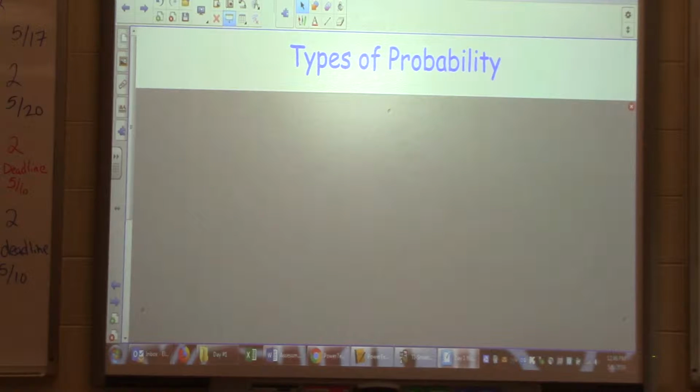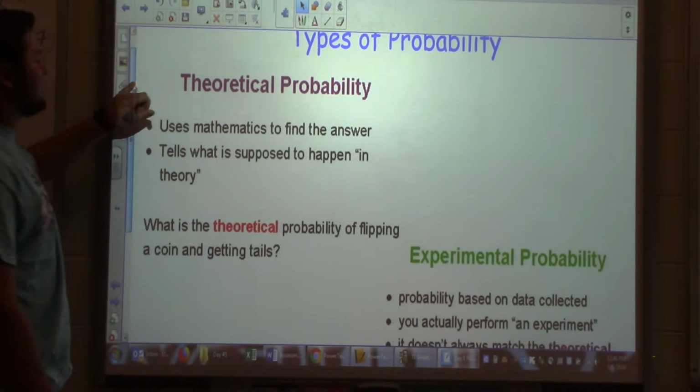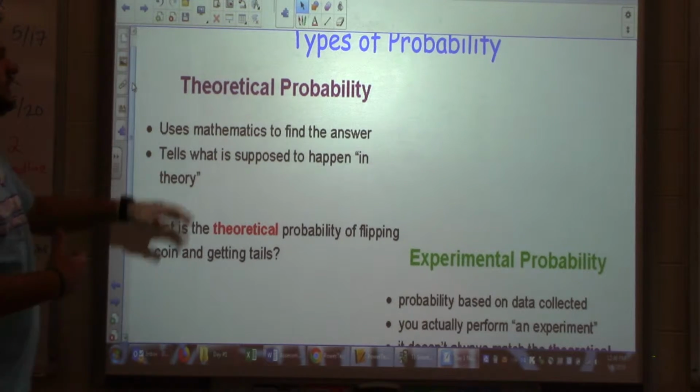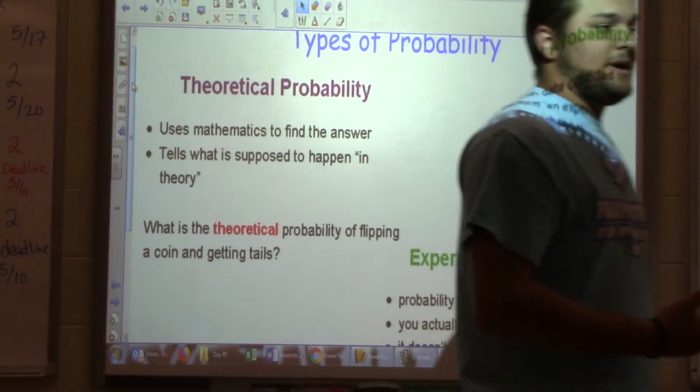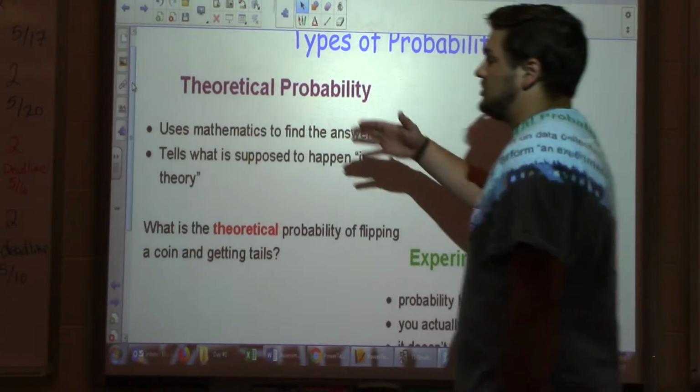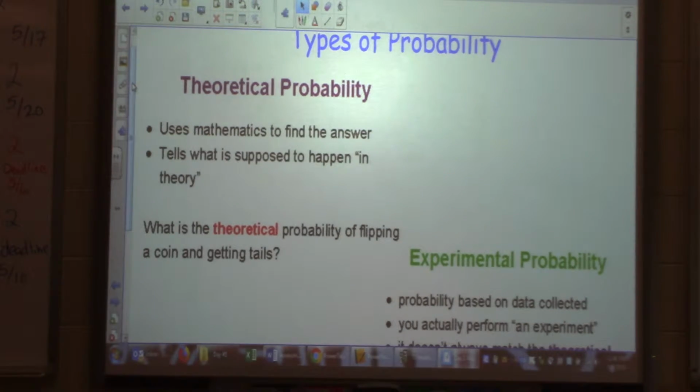Mason? Experimental is when you actually do it, you find the results, and theoretical is what you should get. Perfect. That's the exact way I would describe it. Theoretical probability uses math to find the results that you should get. It's the probability that it should happen. In theory, it would happen. Right? It's using math. When you say rolling a die, there's a 1 in 6 chance of rolling a 3. Yet if you do the experiment, you might get more than 1 three in 6 rolls. So theoretical is, in theory, what should happen. Right? Should is the key word there.